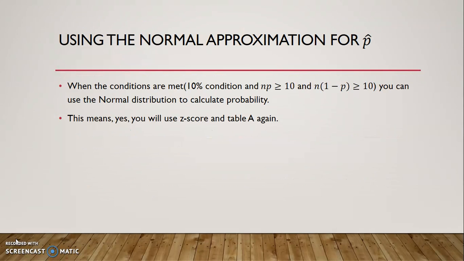Last slide. Using the normal approximation for p hat, when the conditions are met, the 10% condition, and n times p is greater than or equal to 10 and n times 1 minus p is greater than or equal to 10, you can use the normal distribution to calculate probabilities. And yes, that means you will be using z-score and Table A again in this chapter.